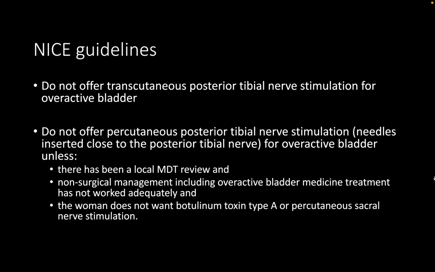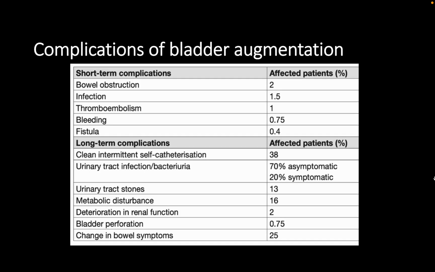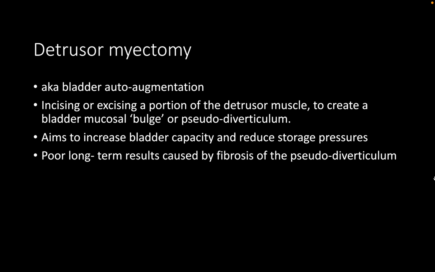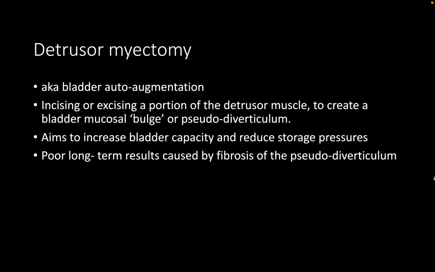What do you know about clam cystoplasty? So clam cystoplasty involves the interposition of a segment of ileum onto the bladder after it's been bivalved. And this is with the aim of reducing the detrusor contractility, reducing the detrusor pressure, and also increasing the bladder capacity. Okay. What do you mean by detrusor myomectomy? So this would be the incision. Sorry, I don't know. Okay, we'll stop there.